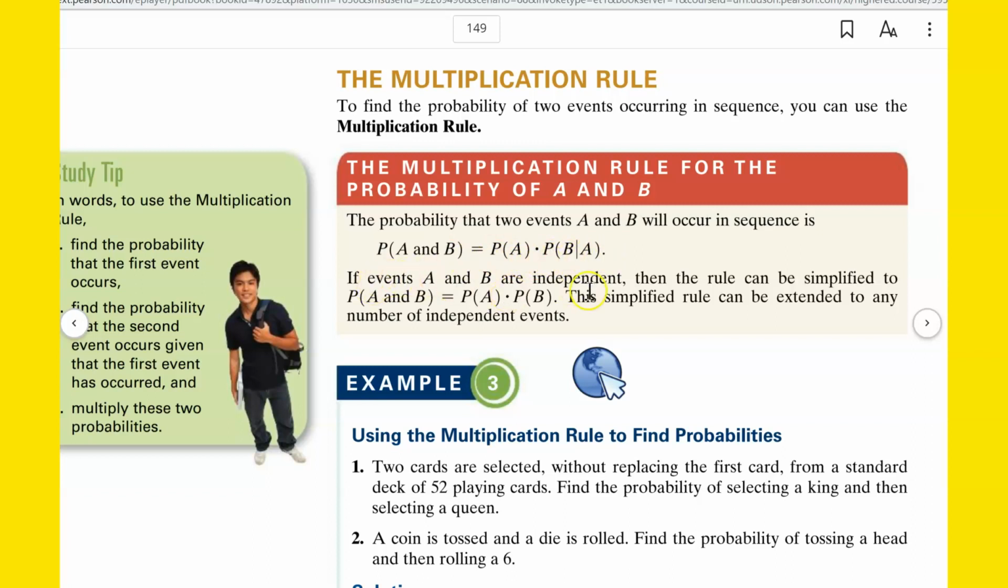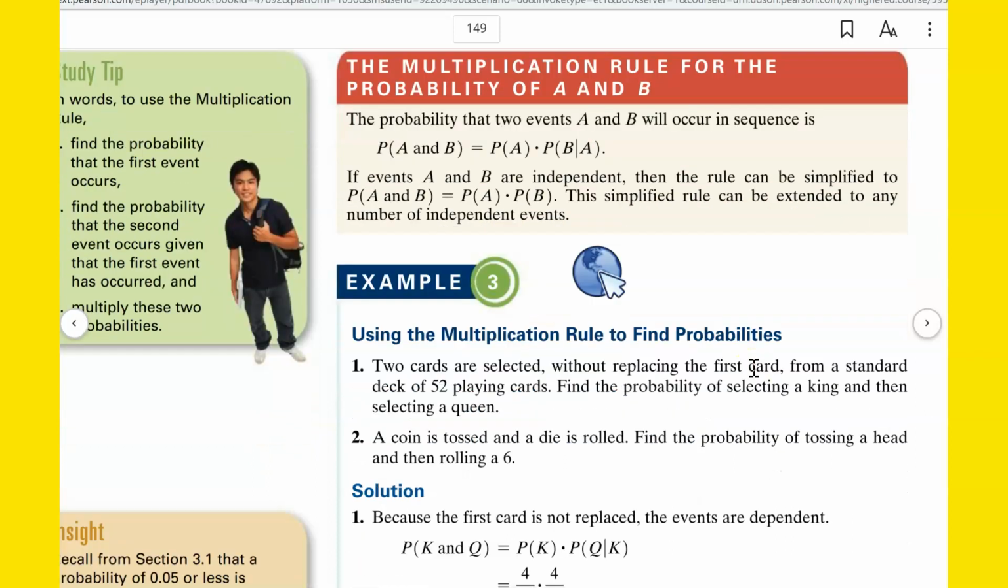If events A and B are independent, then the rule can be simplified to this: the probability of A and B occurring both is equal to the probability of A times the probability of B. Why? Because if they're independent, then the probability of B and the probability of B given A are the same thing, because A doesn't affect B at all. This simplified rule can be extended to any number of independent events.